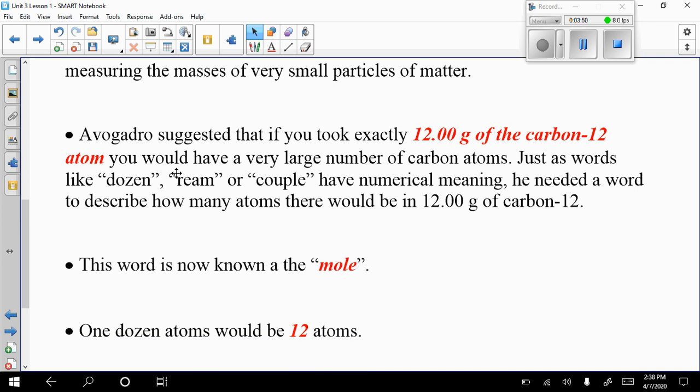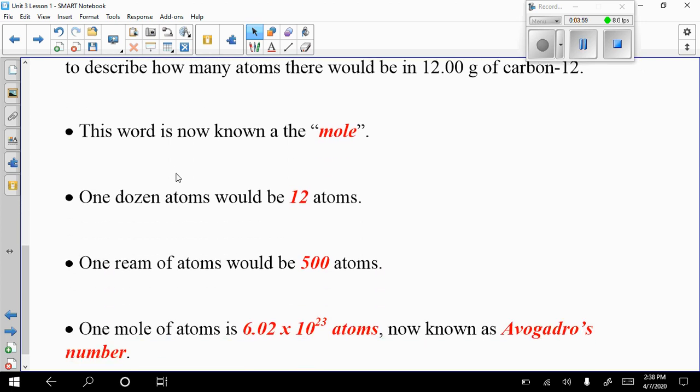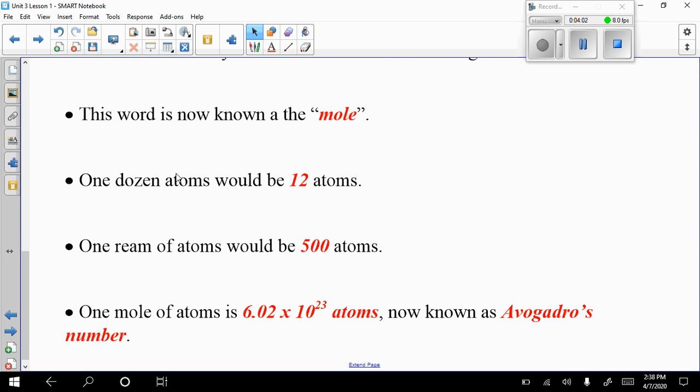If you had a dozen atoms, you would have 12 atoms. If you had a ream of atoms, you would have 500 atoms. But if you had a mole of atoms, you would have 6.02 times 10 to the 23 atoms of that substance, and that's known as Avogadro's number. In the next few slides, I'm going to be referring to Avogadro's number as Na, and that variable is 6.02 times 10 to the 23. And again, remember, a dozen is 12. A mole is 6.02 times 10 to the 23.